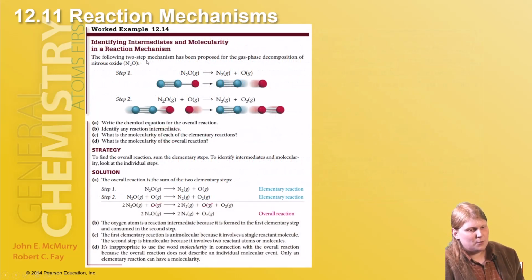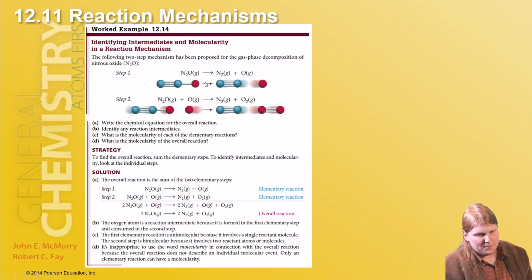So identifying intermediates and molecularity, right? So we show in this first step, this is unimolecular. It's a unimolecular decomposition in the first step, and then this is bimolecular. The chemical equation for the overall, right? These two add up. This O is an intermediate. It goes away. 2N2O goes to 2N2 and 1O2. I can just kind of see that by looking at it up here, but you can see how you'd add up the steps to get this. The intermediate is obviously this oxygen atom, which exists but is not very stable, right?